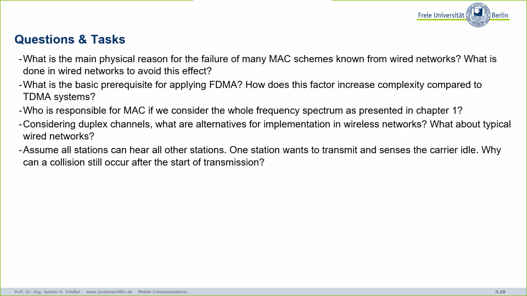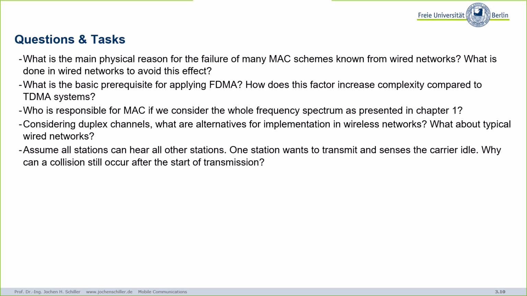so we also looked at duplex. How can we do duplex in wireless networks, and how is this done in wired networks? Duplex was sending in both directions. So you can send from A to B and from B to A. And if we can do it at the same time, we call it duplex or full duplex. If we can do it alternately, it's called half duplex. And if we can send only in one direction, it's called simplex.